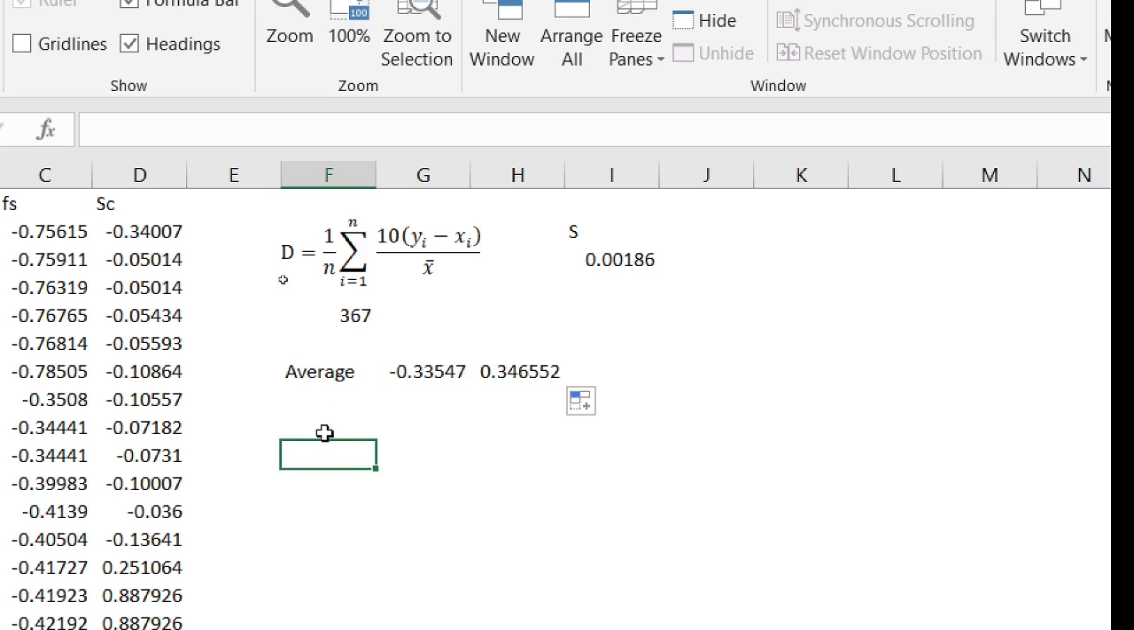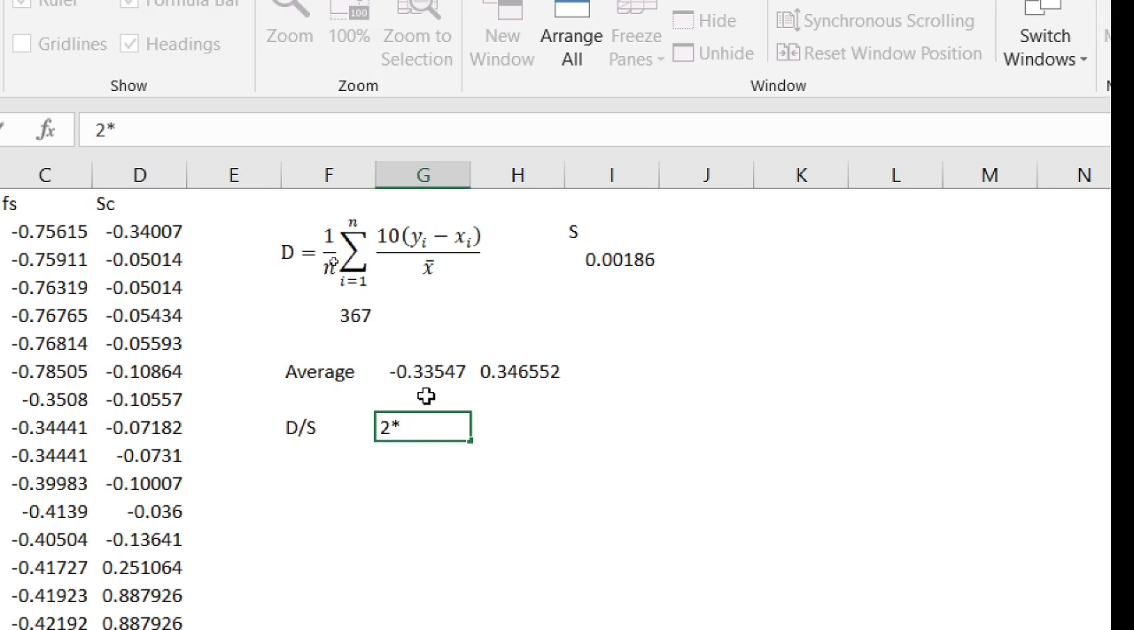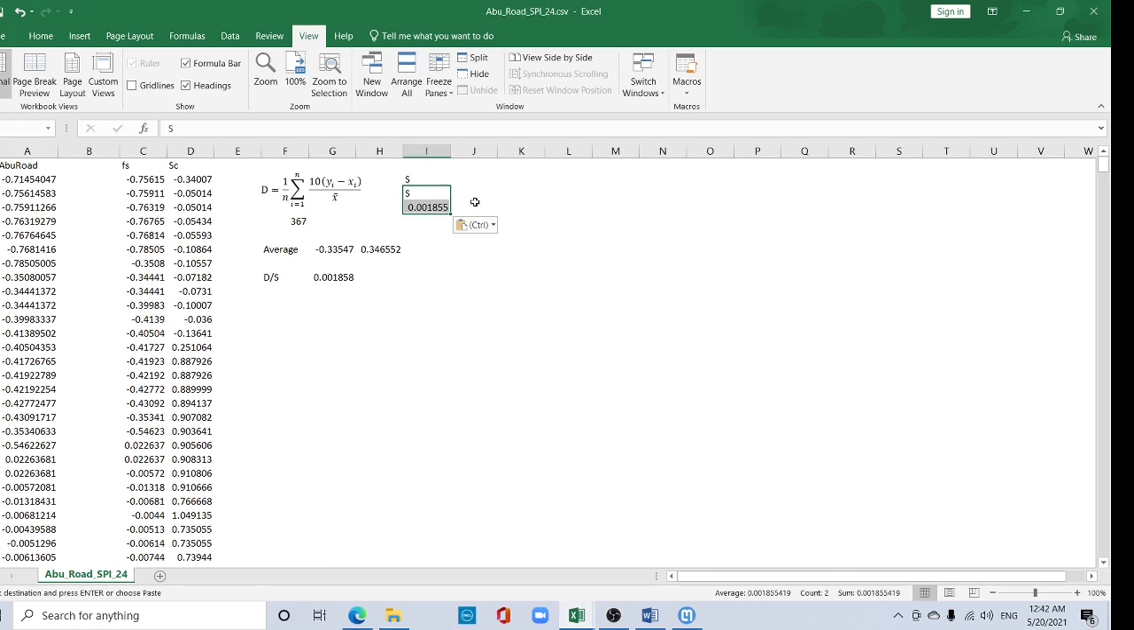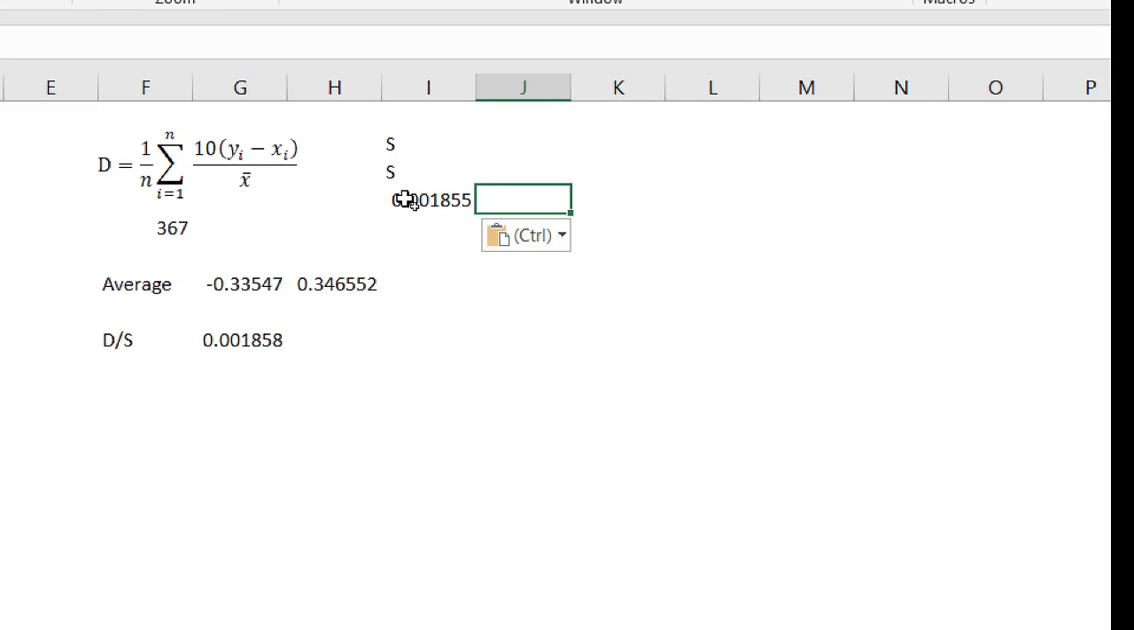Now I have to calculate this D value or S value or B value, that means the slope of ITA. The formula is 2 divided by n, into the sum of second series minus first series. So the mean value of the first series, equal to second series minus first series, close the bracket, divided by n, that means the number here, 367, into 2, and enter. Now see, 1858. Just copy it as value. See, both values are the same. We calculated it in R software and we just calculated it in Excel using this formula.